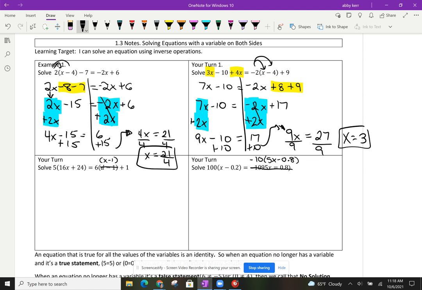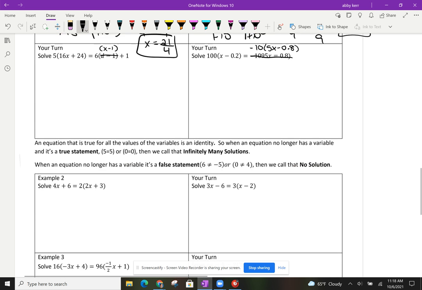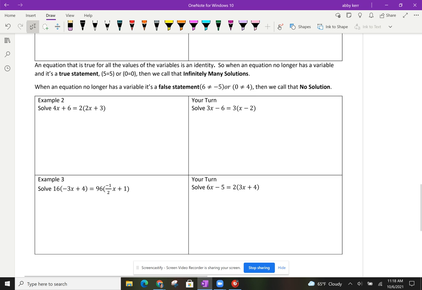So really what's highlighted in blue is the new step. And then down here, example 2 and example 3. This is a new idea, infinitely many solutions and no solutions. So infinitely many solutions is the answer if you get a true statement. And if you get a false statement, the answer will be no solution.